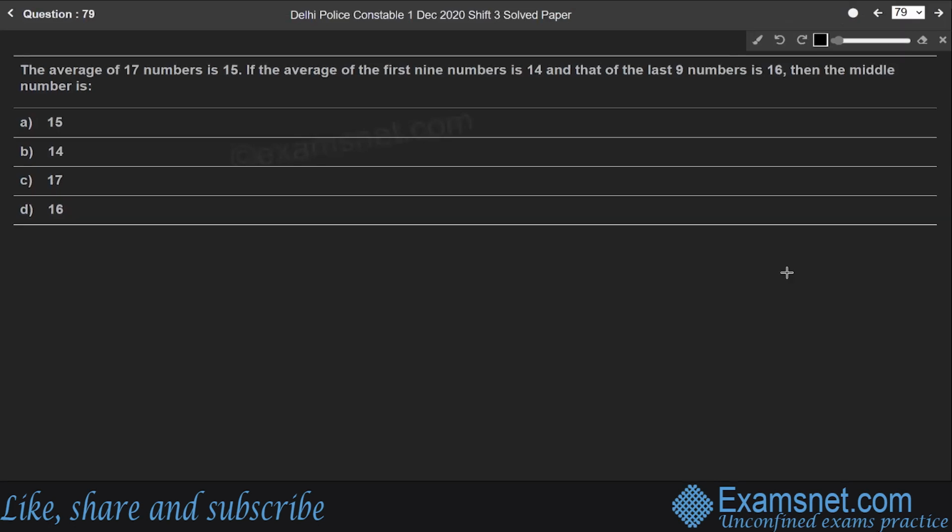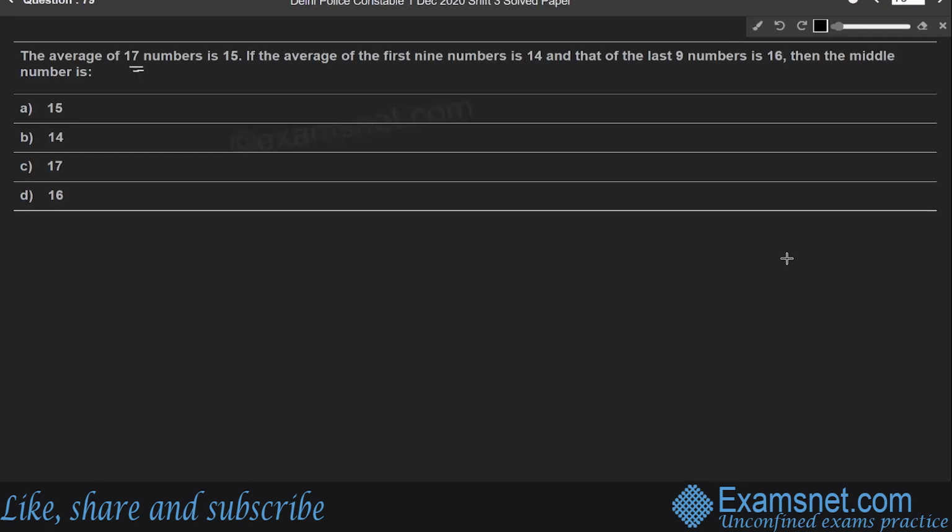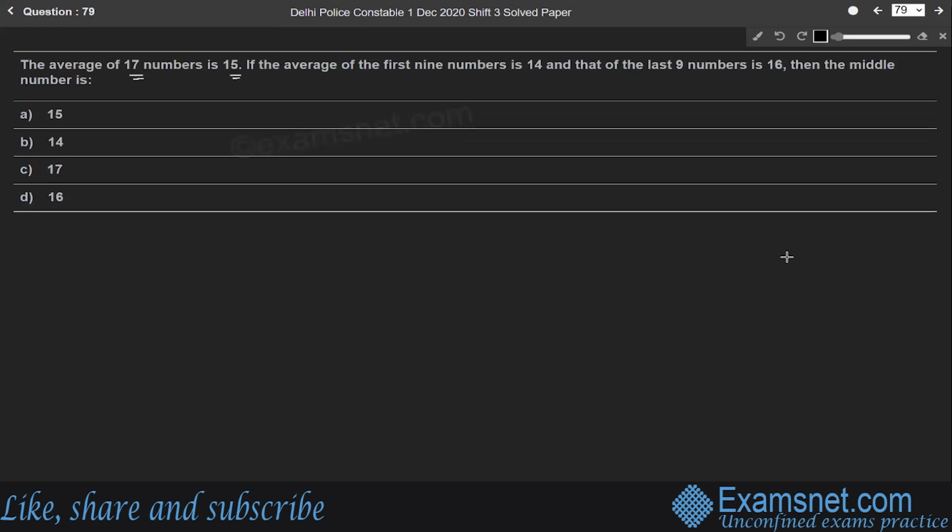Question 79. The average of 17 numbers is 15. If the average of the first 9 numbers is 14 and that of the last 9 numbers is 16, then the middle number is. So here the average of 17 numbers is 15. Here we are using the formula to find the average, so directly go to the formula.